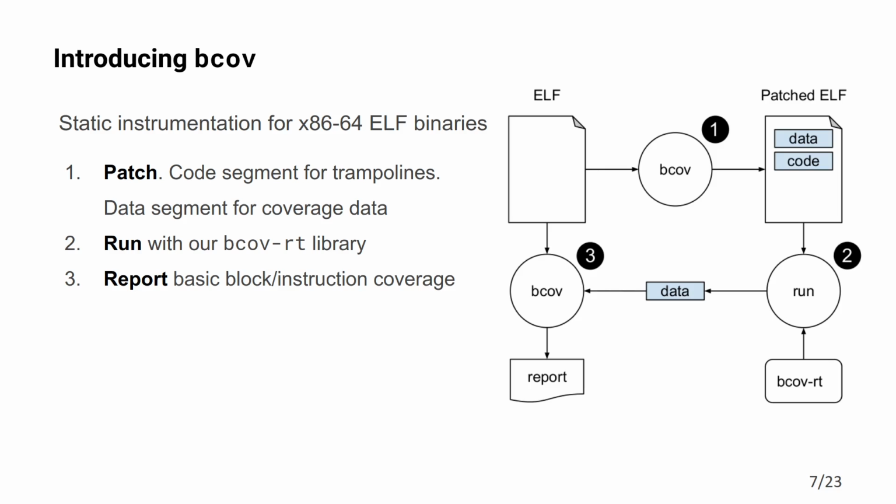We introduced bcov, which is a coverage analysis tool for x64 binaries. bcov statically instruments ELF binaries without compiler support. It starts by patching the binary, where it inserts two additional ELF segments. One segment is used for trampoline code, and the other segment stores coverage data. Then the user should run the binary along with our small runtime library, bcov-rt. Our library dumps the coverage data segment, which can later be used to report coverage.